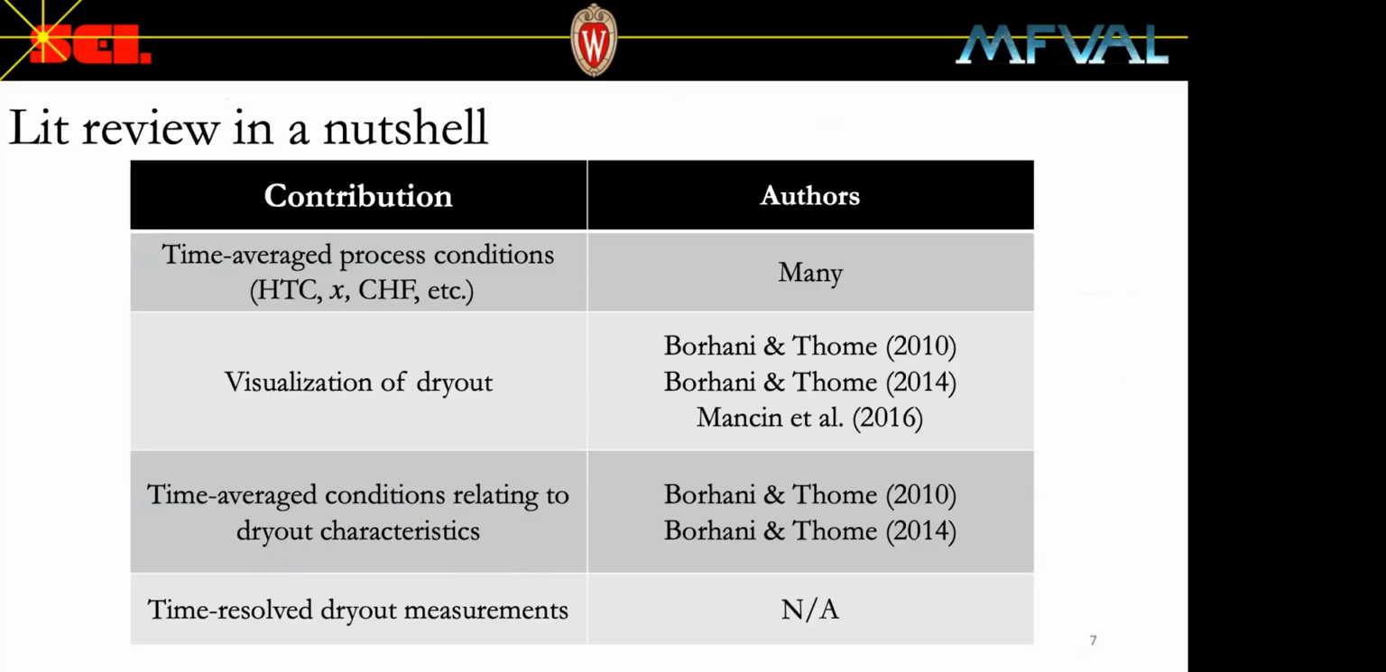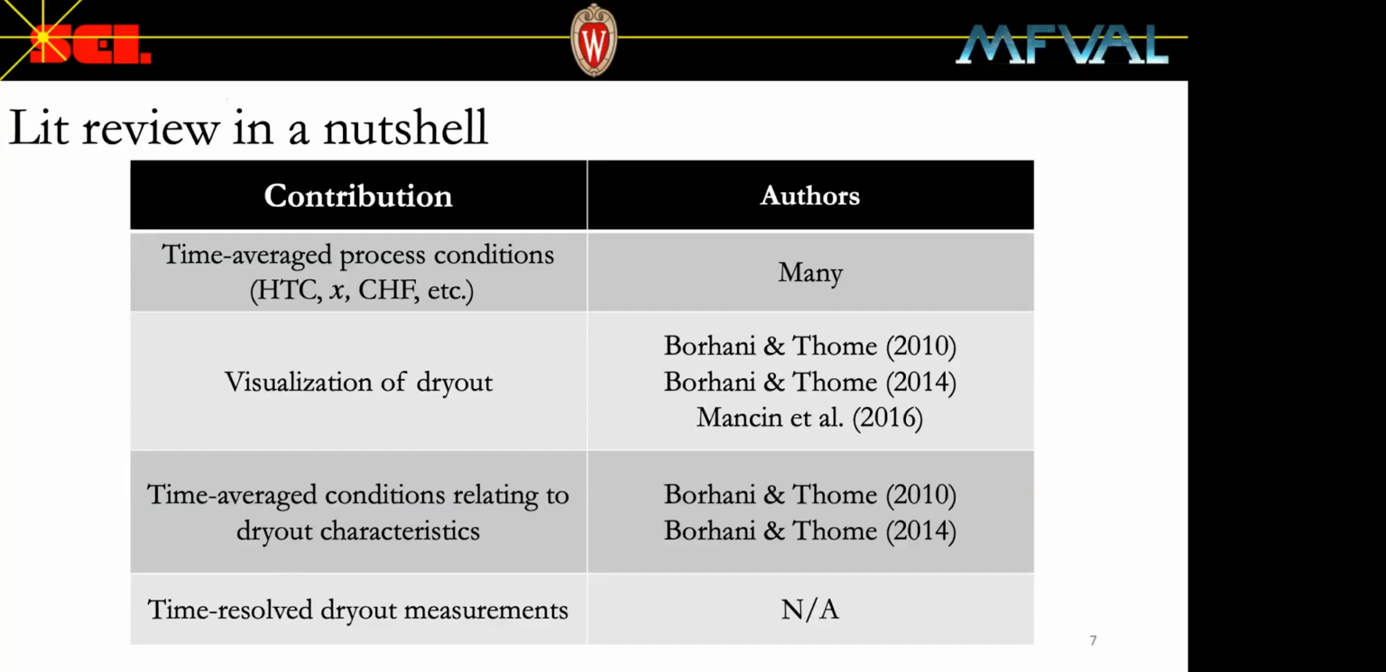So I've consolidated the remainder of our literature review into the following table. Time average data for heat transfer coefficient, vapor quality, and heat flux have been provided by many sources in literature. Many correlations have been presented for CHF for varying fluids and flow orientations. Visualization of the dryout process has been presented in only 3 works.